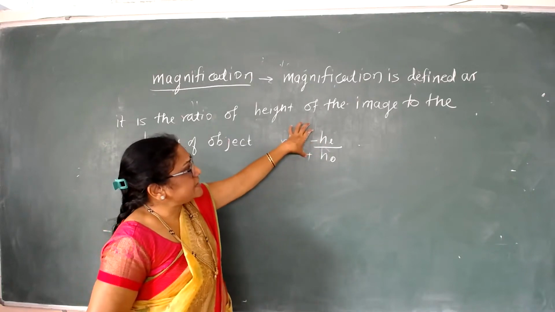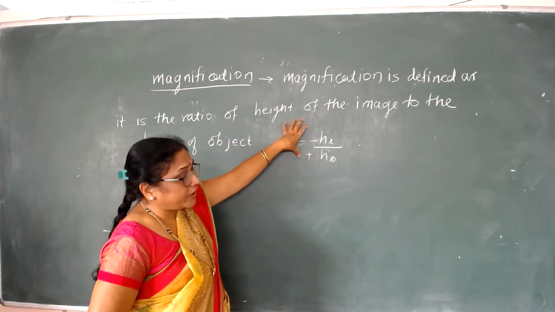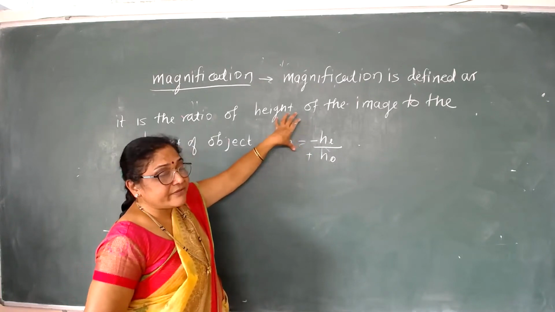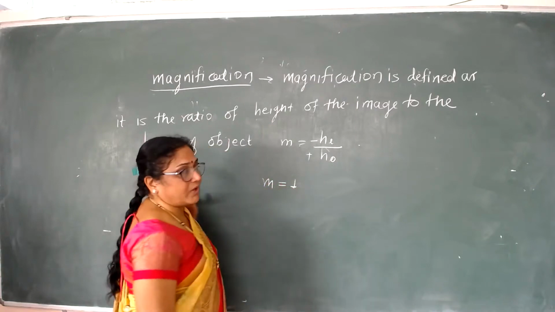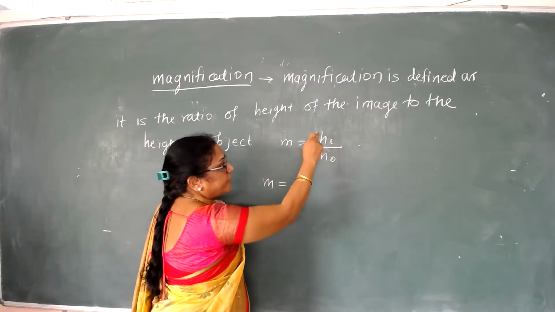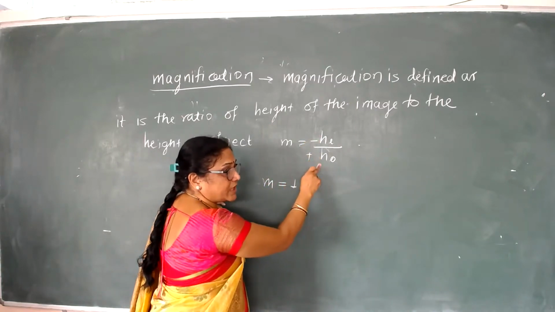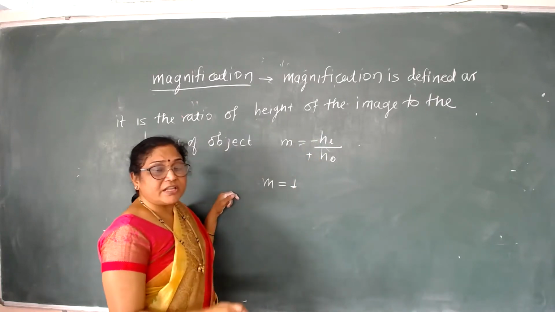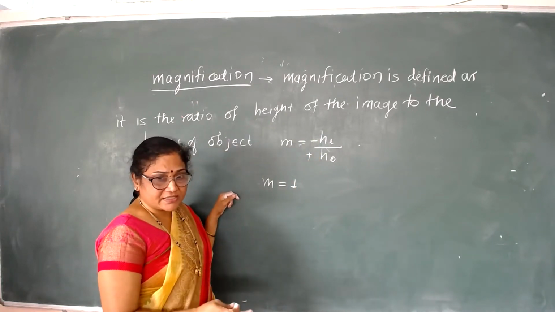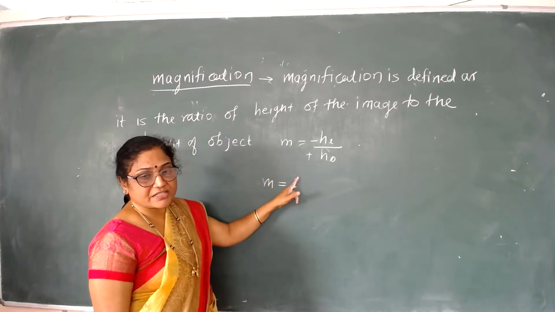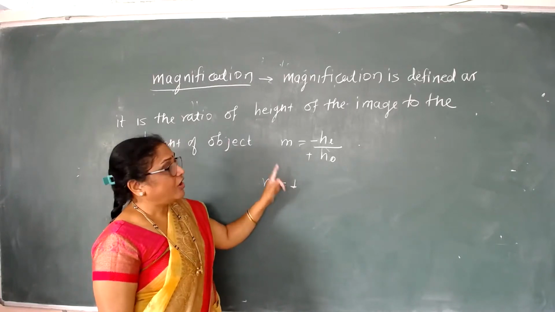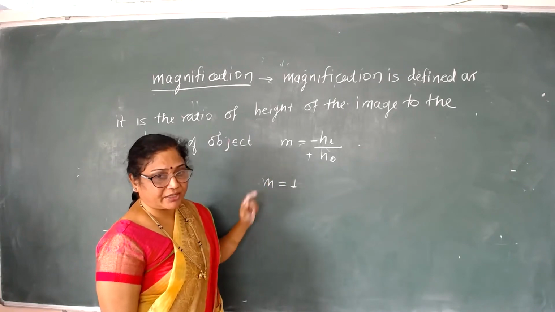So what is the relation, or what type of magnification? When the magnification is equal to 1, the height of the image and the height of the object are both the same. It means we have got the same size image due to the lens. Now, how do we derive the expression for the magnification?